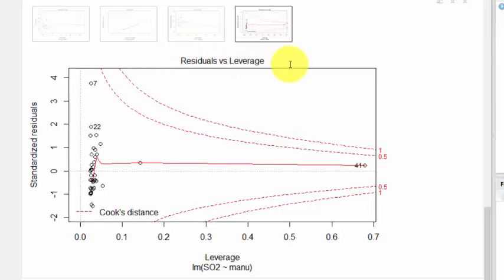And then the final one is the residuals versus leverage plot. And you can use this to see which of the y values have the biggest effect on the parameter estimates. Again, we see 7 sort of way out here having more influence than it should, probably because it looks like a bit of an outlier.